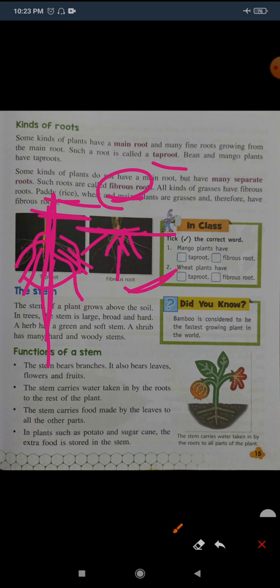Why? Because roots hold a plant firmly to the soil. Roots absorb water and minerals from the soil and pass them to the plant, and some roots store food for the plant. So these are the characteristics of roots. That's why root is a very important part of the plant. Some special roots also store food in the plant. That is carrot, turnip, radish and beetroot. These all store food, and these can be eaten.